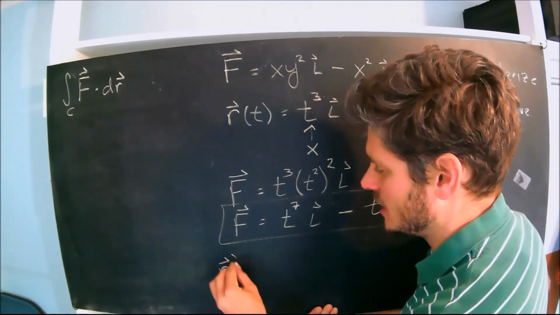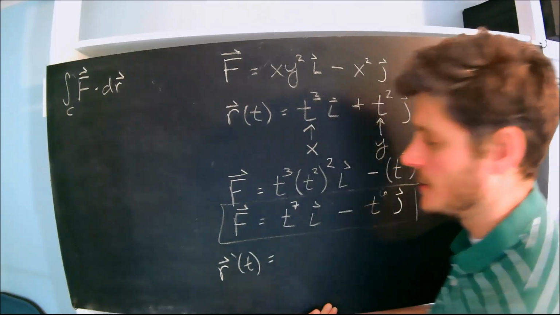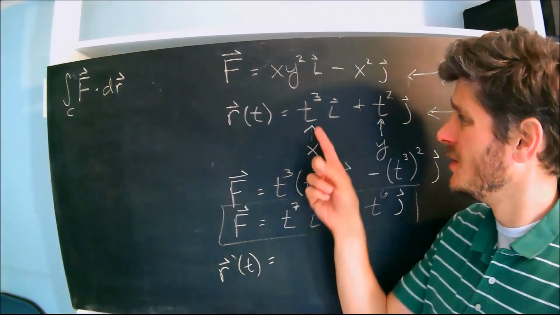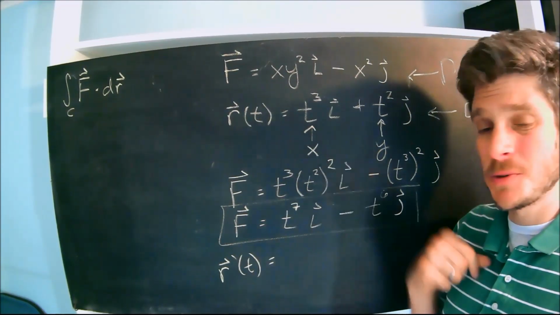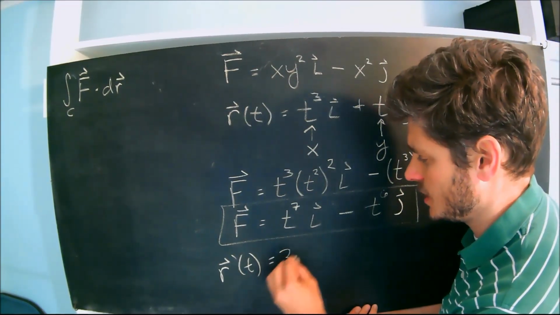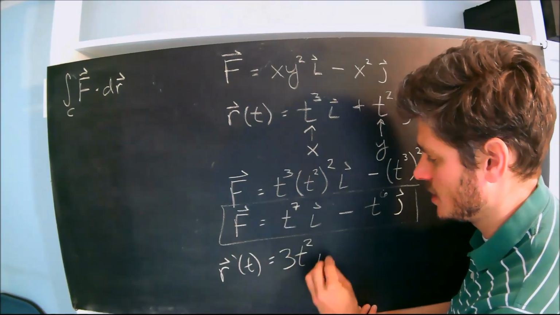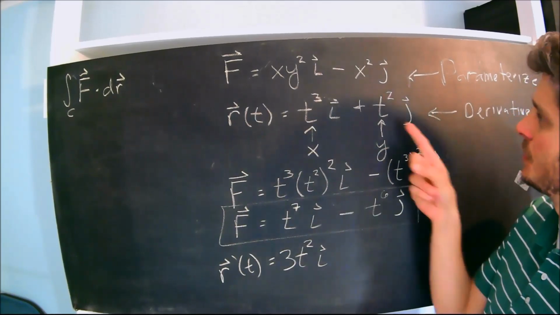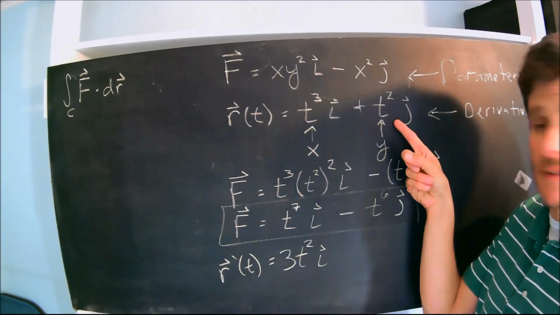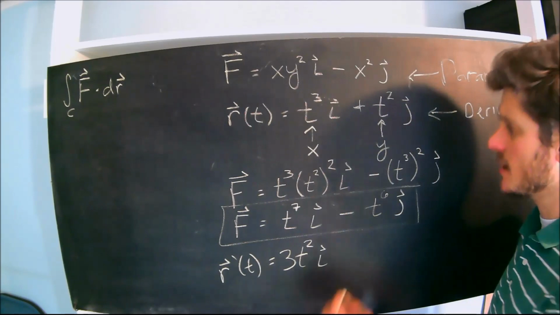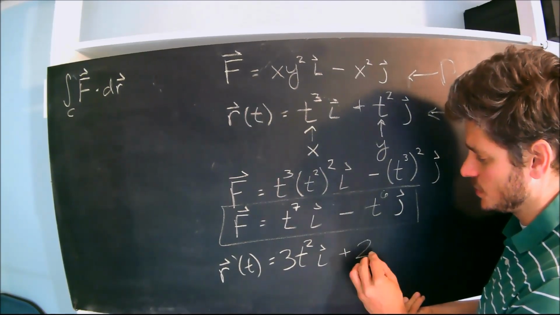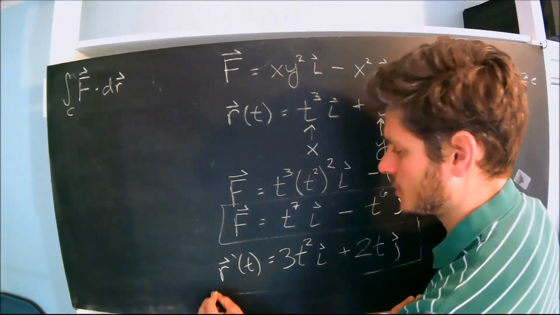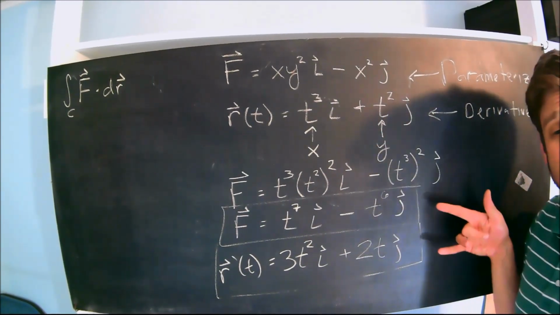The next part is to take the derivative of r. You have to find out what r prime of t is going to be. But this is pretty simple too. We're just going to go through component by component. What's the derivative of t cubed with respect to t? 3t squared. So 3t squared in the i hat component. And plus, now take the derivative here. The derivative of t squared is 2t. So plus 2t in my j hat component. And now we have the two pieces that we need.